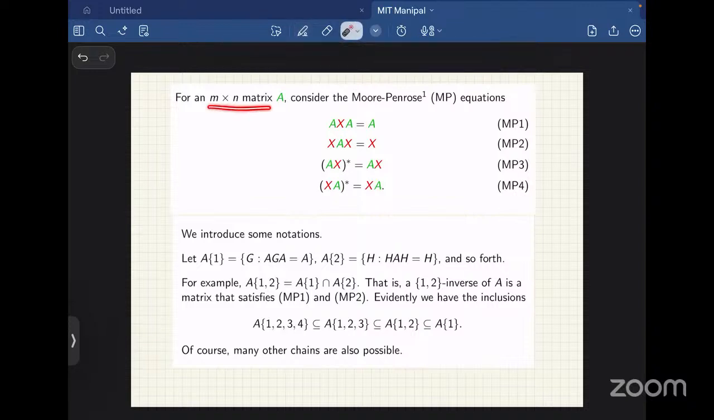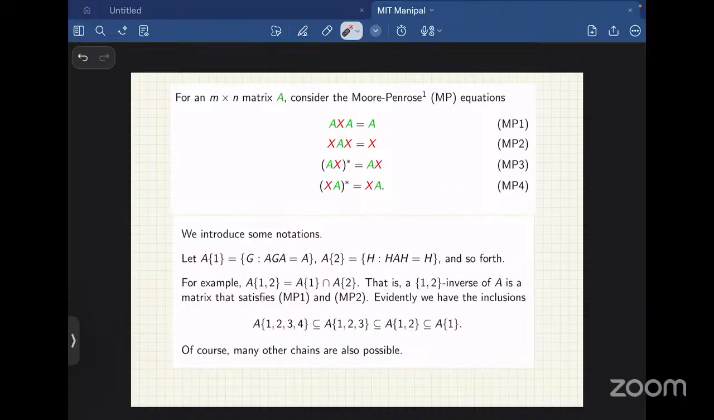Therefore, we are starting with a matrix of order m by n. So, the Moore-Penrose inverse equations. There are four equations. We call them MP1, MP2, MP3, MP4, Moore-Penrose equations 1, 2, 3, 4. We will be proving it shortly; now I will be explaining this.